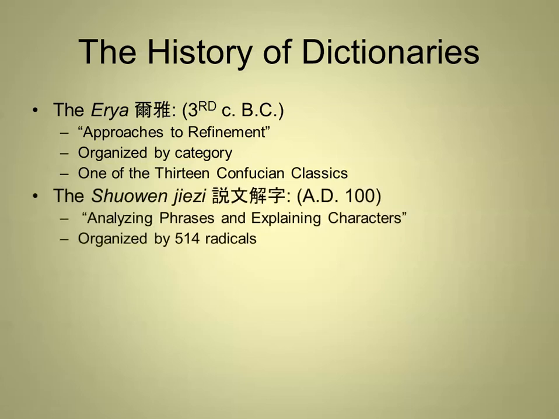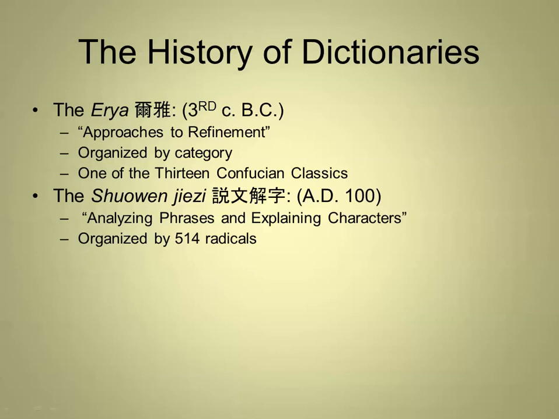The next dictionary I'll mention, and I have an example page from it, is the Shuowen Jiezi. Shuowen Jiezi means analyzing phrases and explaining characters. This dictionary is organized according to a system that has 514 radicals. Not 214, but 514. That's not a typo.